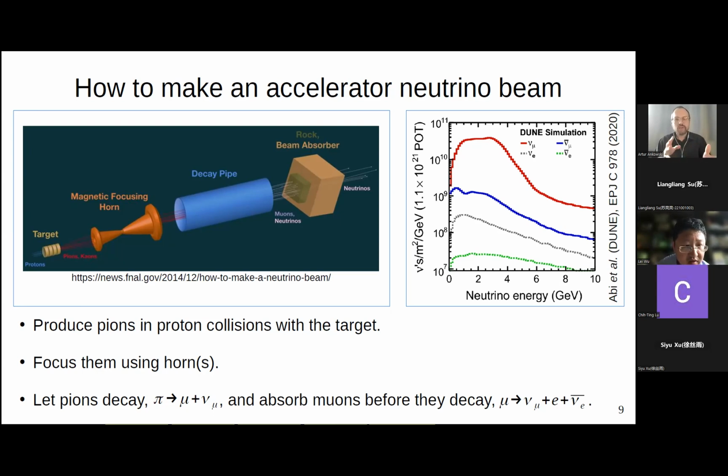We use horns to focus pions, which are still charged. In the past, people used so-called natural beams, but then we realized that if you focus your pion beam, you can indirectly focus your neutrino beam, and you can obtain much higher intensity. So right now we use, and even in the case of DUNE we will use, three horns to collimate the beam as much as possible. Okay, thank you so much for this excellent question.